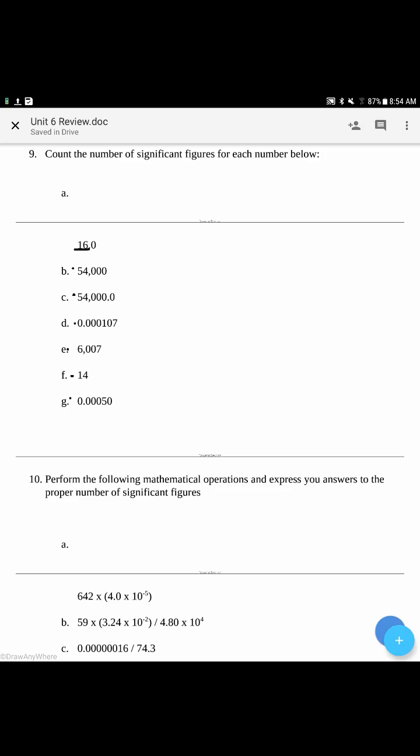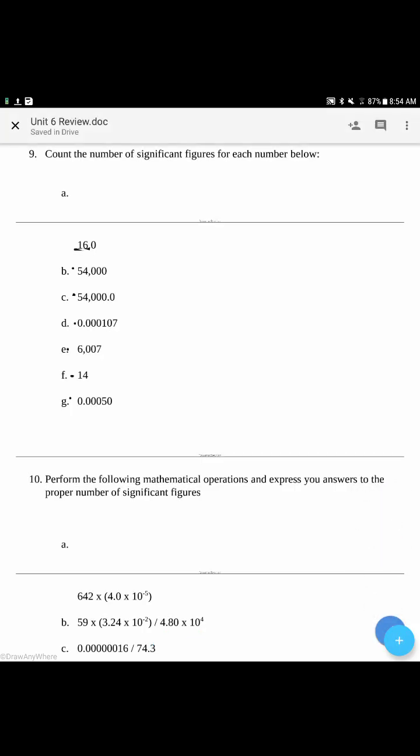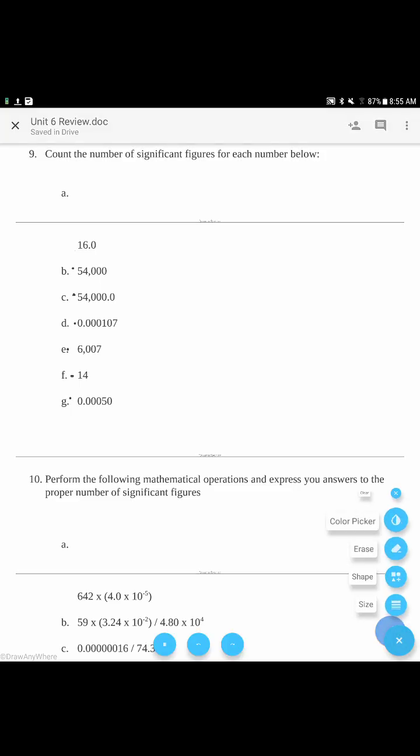Okay, now zeros are a little bit trickier. Zeros are a little bit trickier. We have to look at a few things. There are 3 rules for zeros.